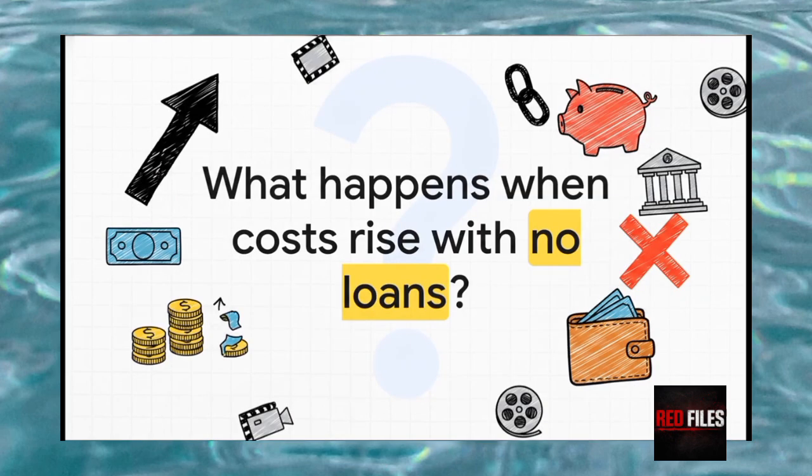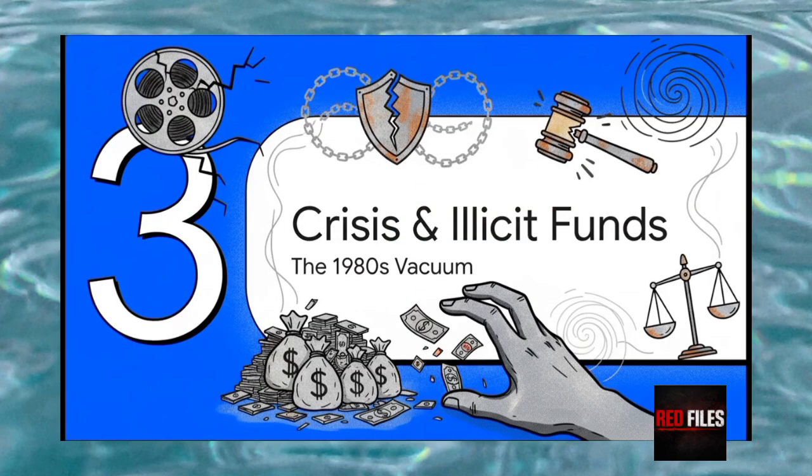But as we know, funding models never stay static. Which leads us to a truly fascinating, kind of provocative question that pivots our timeline right into the 1980s. What happens when rising production costs meet a complete lack of bank loans? That brings us to Part 3, Crisis and Illicit Funding.